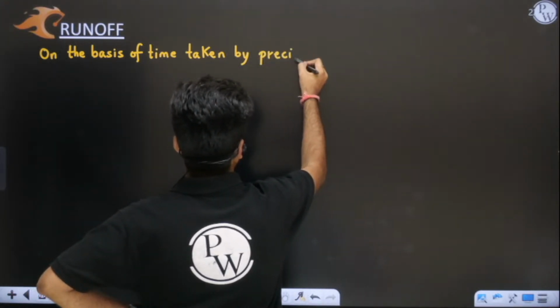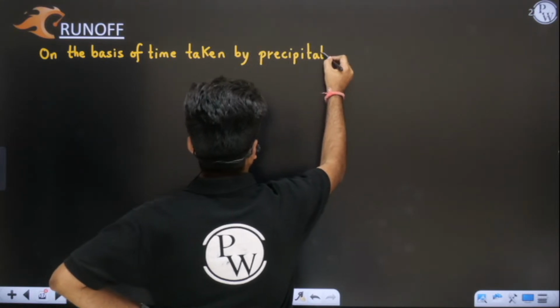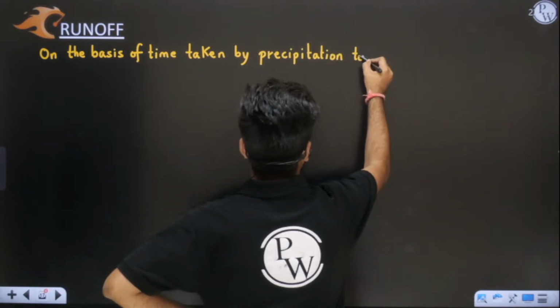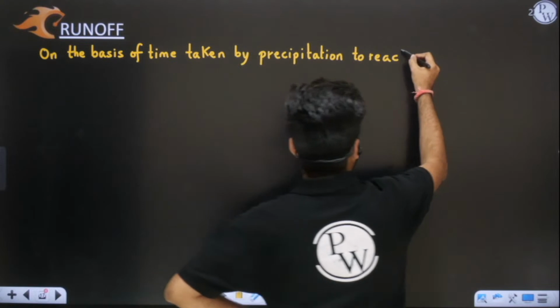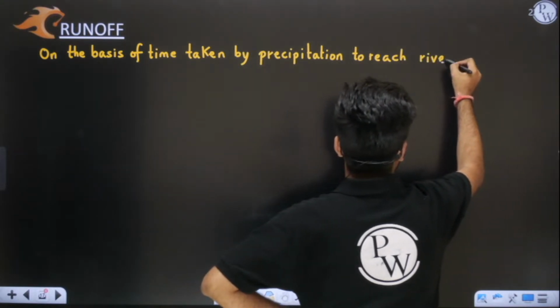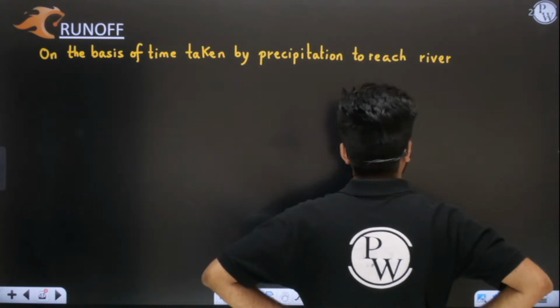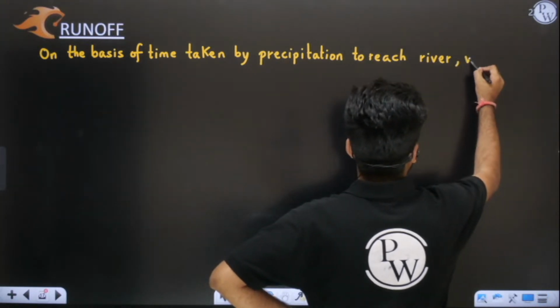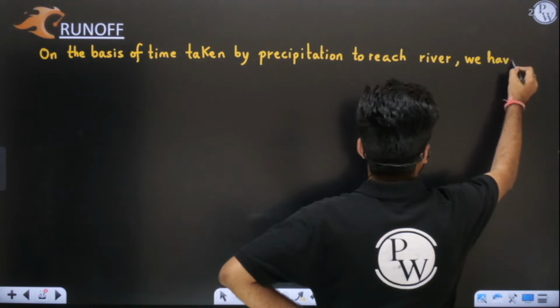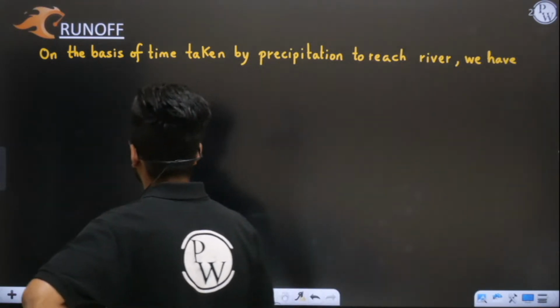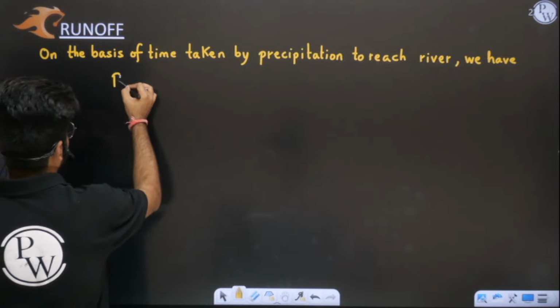from precipitation to reach the river, if we order them, then base flow will take the maximum time.